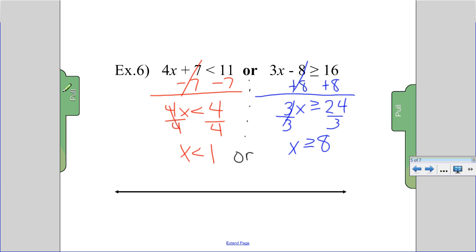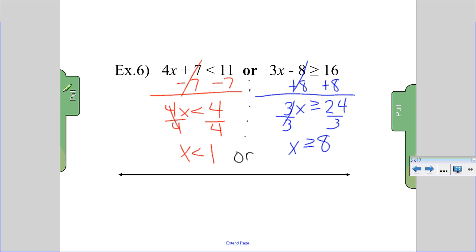Nope, we're going to do it all on one graph. Notice there's only one line on my number line. So what I'm going to do is take 1, put it on the number line, and graph that. What is x less than 1 going to look like? Well, is it an open or a closed circle? Open. In which direction is it going to graph? To the left, less than.